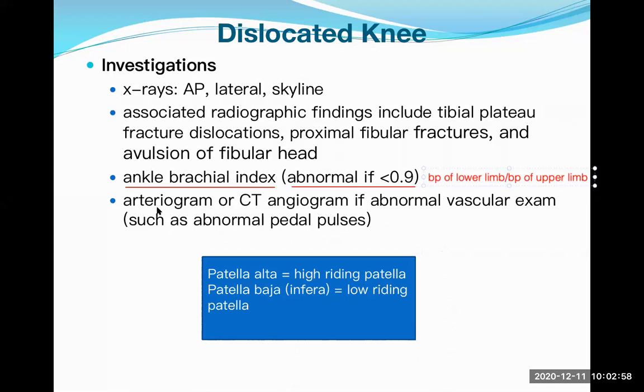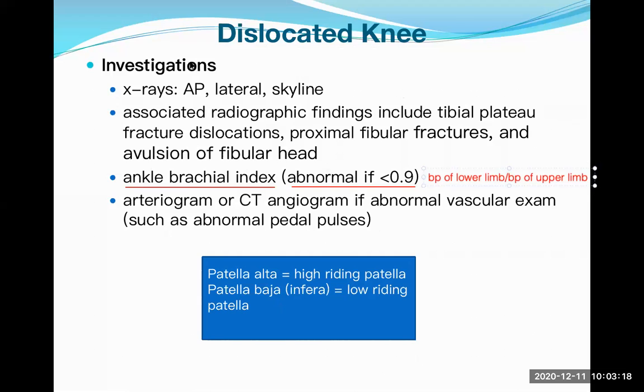Another investigation we can go for is arteriogram or CT angiogram, again if abnormal vascular examination is found. This is also done to know how much blood is flowing there. What is the state of the arteries there? Okay, so this is another type of investigation.